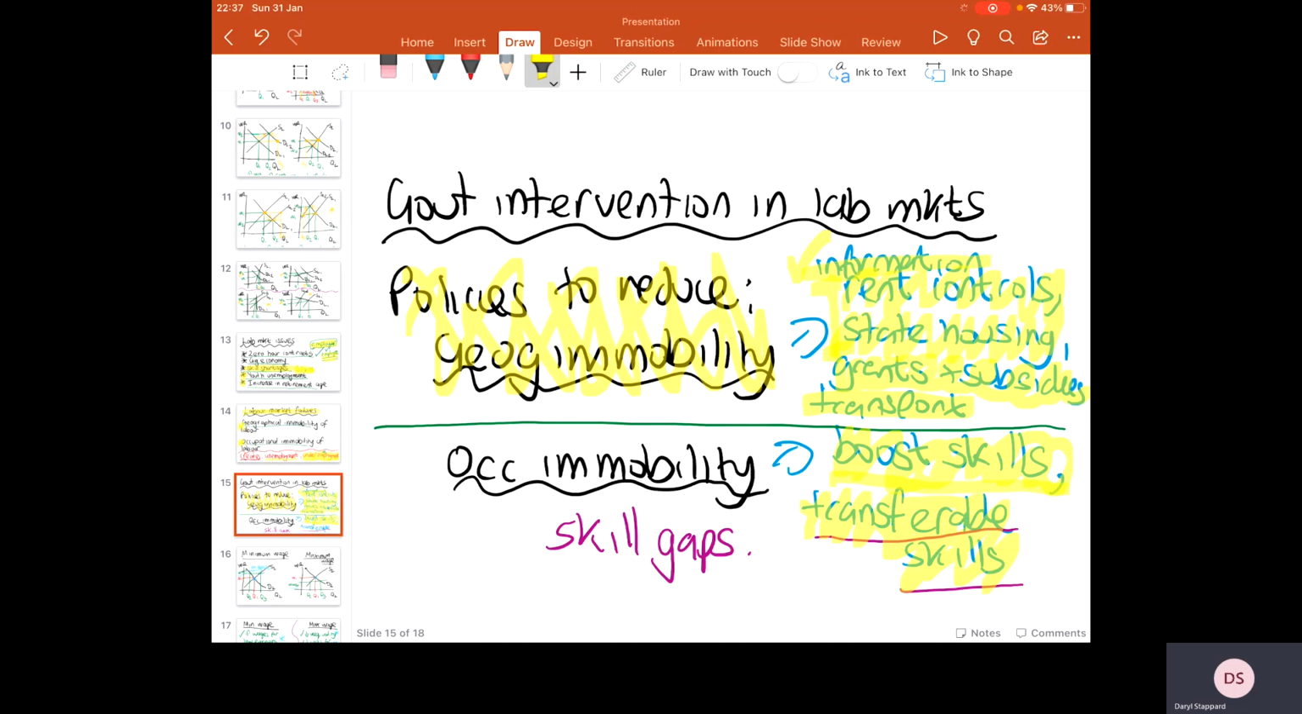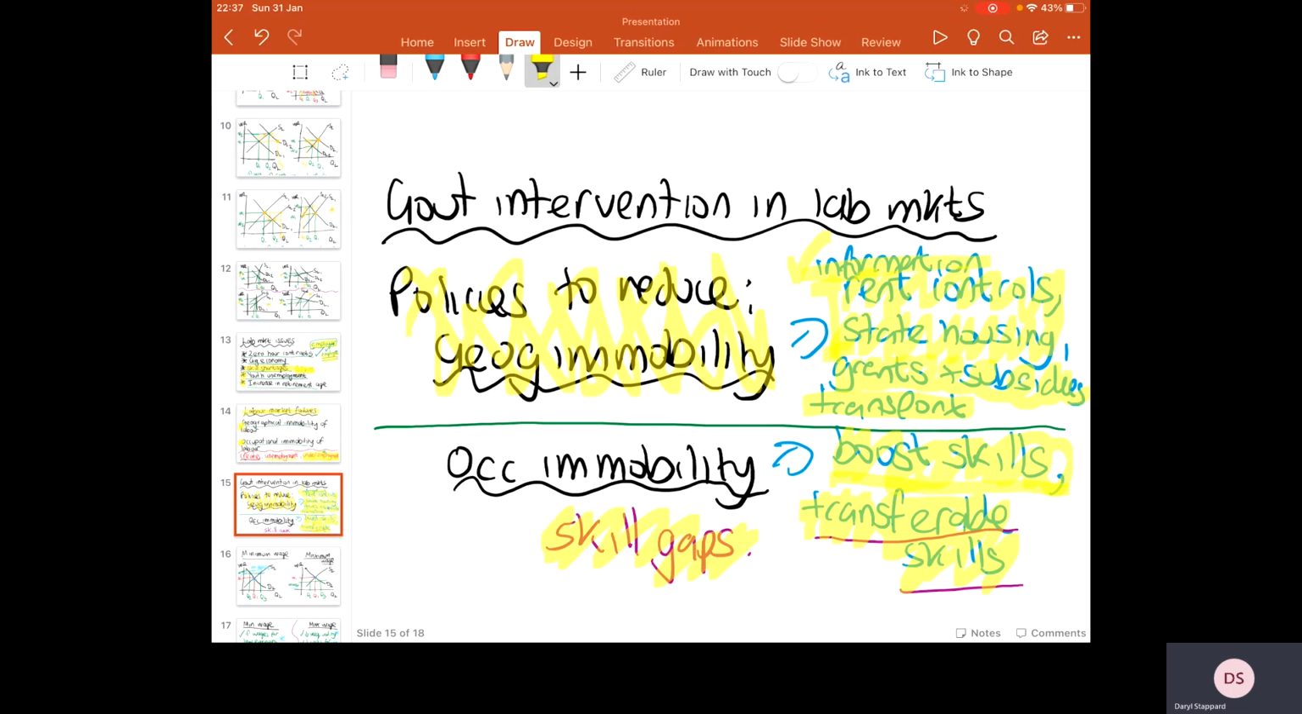Now, what we've got to try and give people are what we call transferable skills. We want people who lose jobs in one industry to be able to go work in another industry. So have skills that they can use across a range of different jobs. So again, we could boost apprenticeship programs, again, try and encourage more people to go to university by subsidising university education, etc.